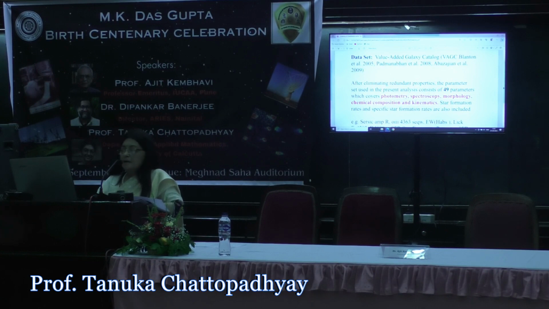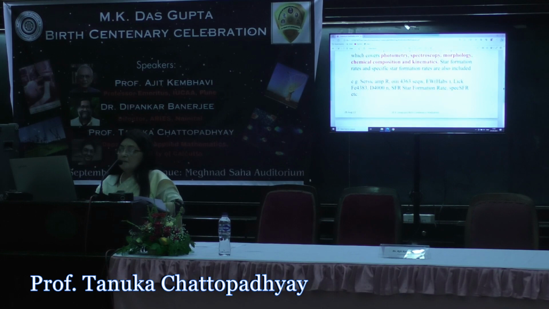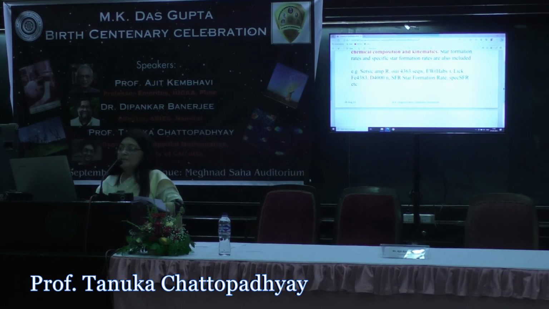And the data we have used in this study are photometry, spectroscopy, morphology, chemical composition and kinematics of the galaxies. Star formation rates and specific star formation rates are not observable parameters but computed parameters, and we have not used them in our analysis. But after the analysis, once we found the coherent groups, then we use these parameters as a regression relationship.